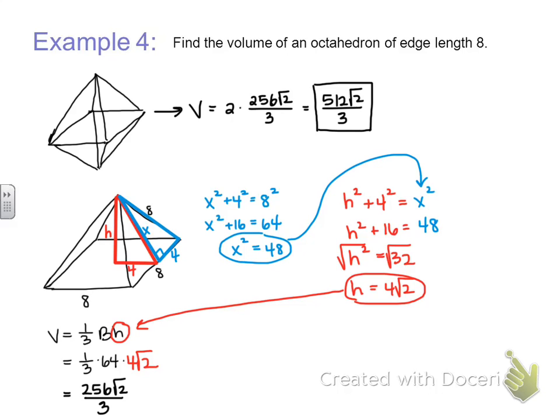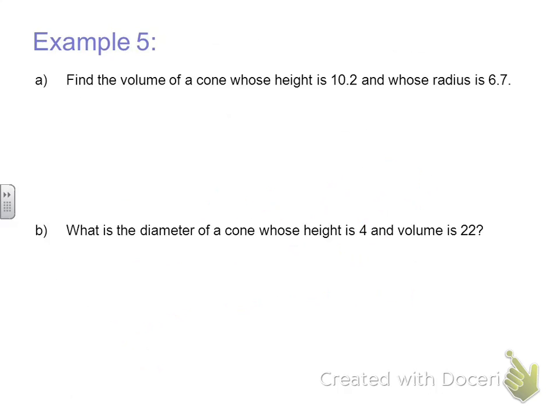All right, so I have two more problems left. What's the only shape I haven't shown you yet? Cone, right? So cones are actually much easier than the pyramids. We're through the hard stuff at this point. We want to find the volume of a cone whose height is 10.2 and whose radius is 6.7. So I'm going to draw a quick sketch of this thing.